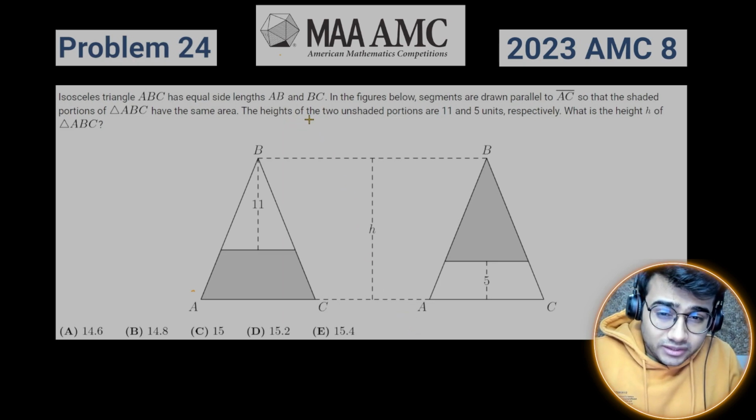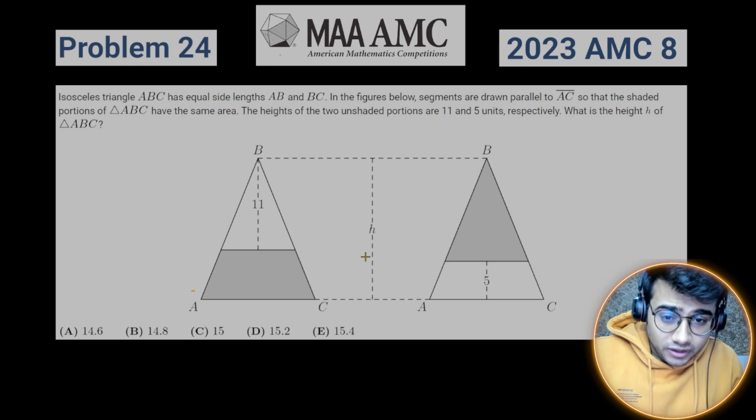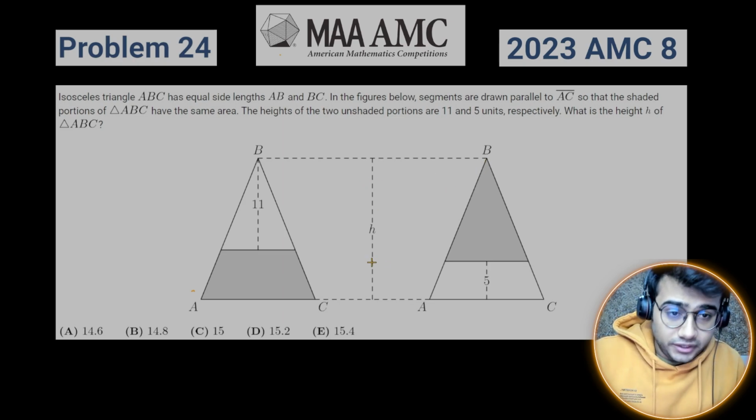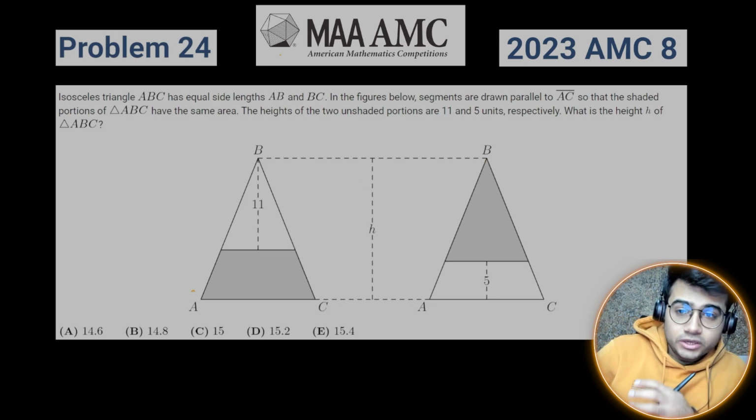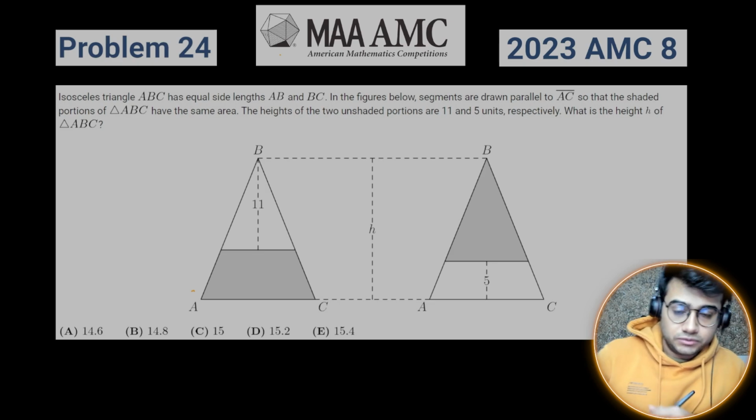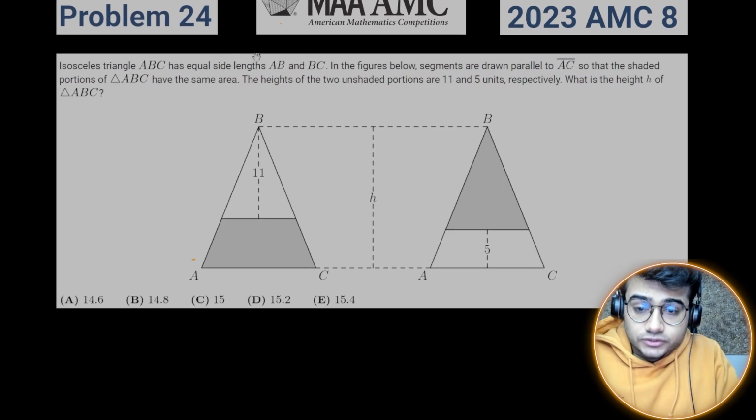Okay, now they're saying the height of the two unshaded portions are 11 and 5 as marked. They want us to find h. So straight up, we know that the main idea would be similarity, and we will use that to get an equation in terms of h, and if we can do that, we'll be able to solve it and find h. So basically, it's just a lot of algebra. So let's get right into it. So let's see.